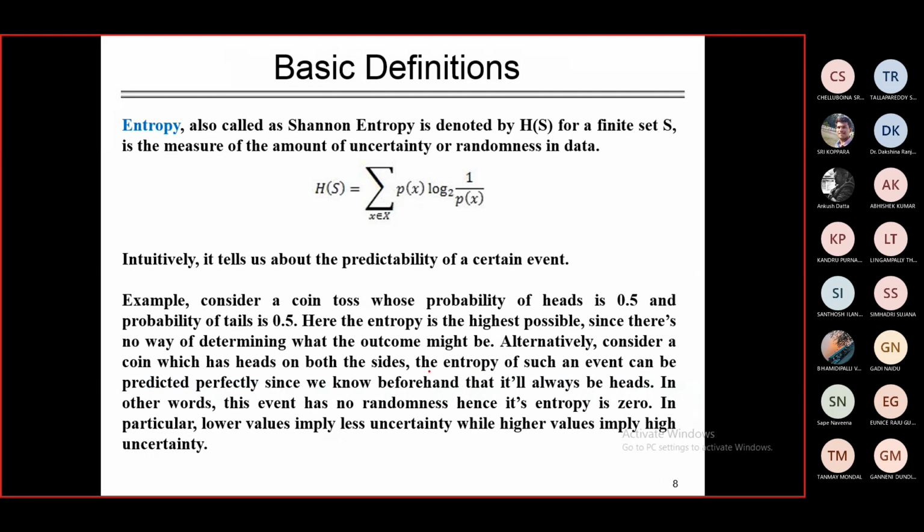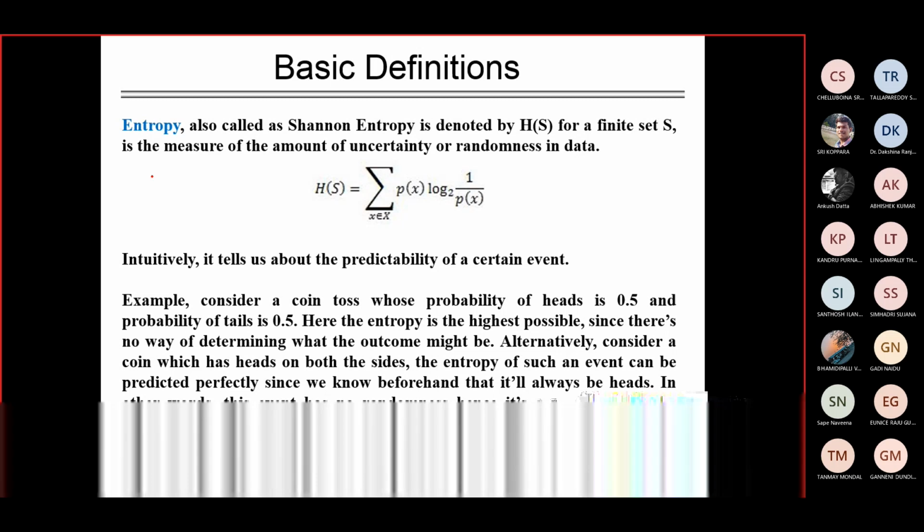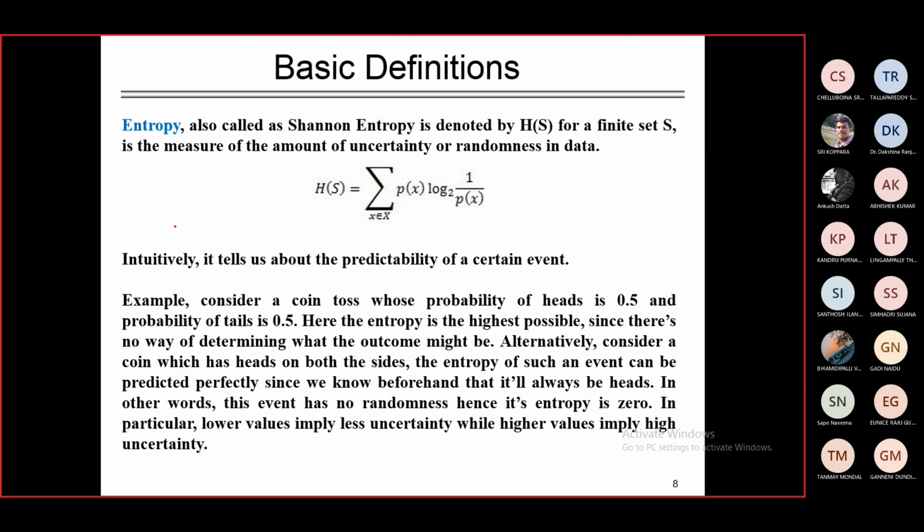Now, to construct a decision tree based on the evaluations of the root node and internal nodes, we can define two important terms. One is entropy, another is information gain. What is entropy? Entropy is called Shannon entropy, which is denoted by H(S) for a finite set S. Here S represents the entire data set.